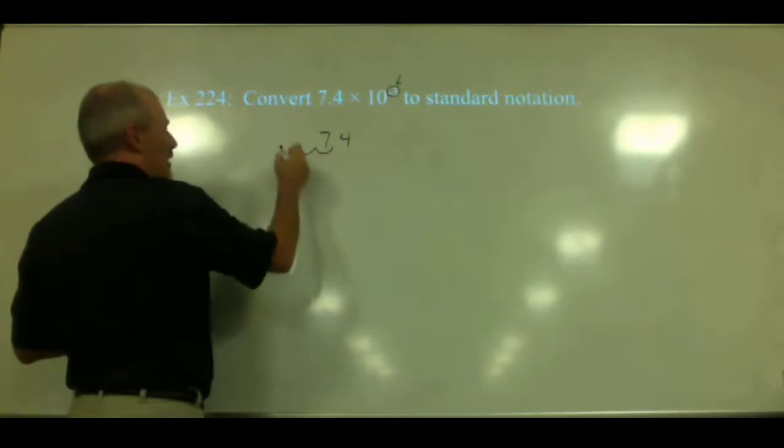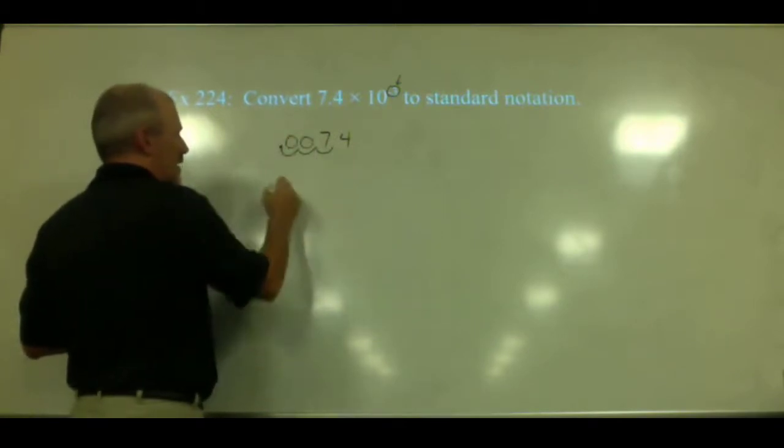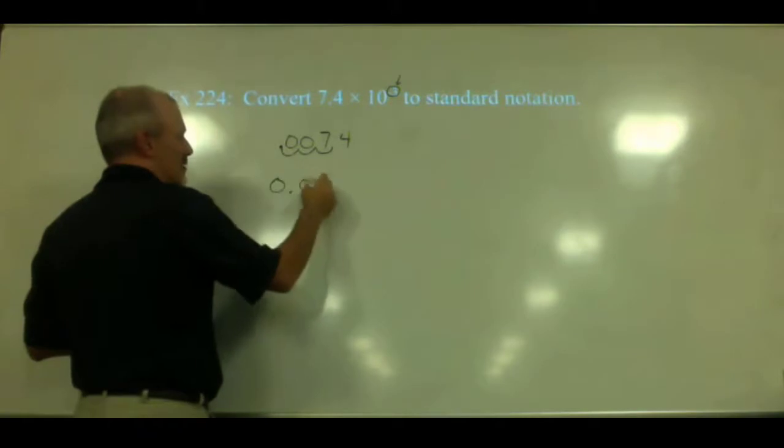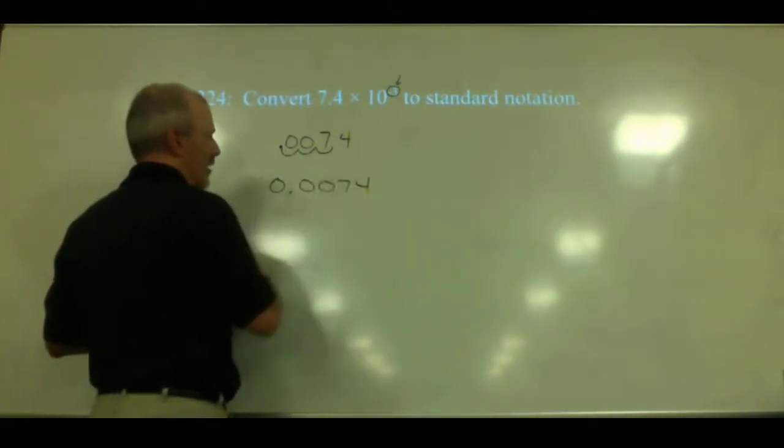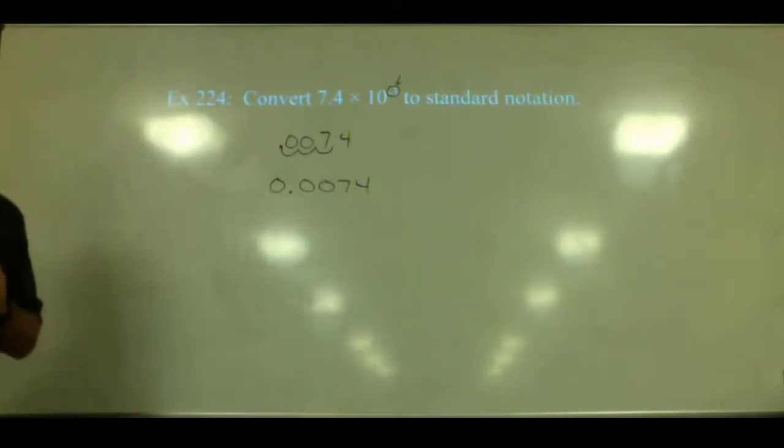My decimal point will be here. I put in my zeros. So 0.0074 will be our answer in standard form, standard notation.